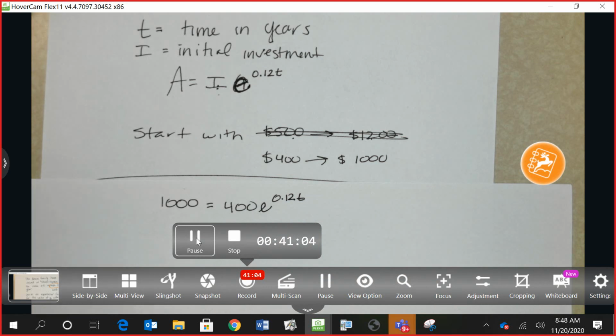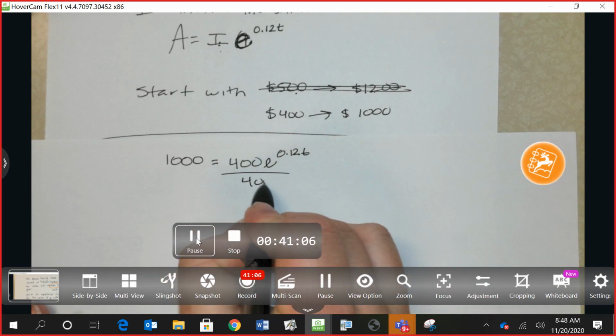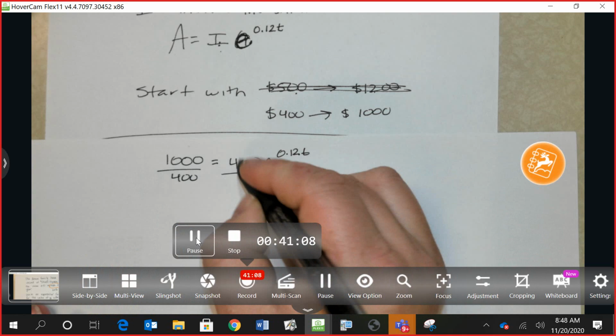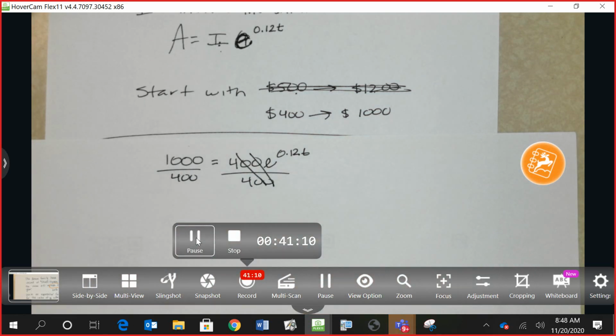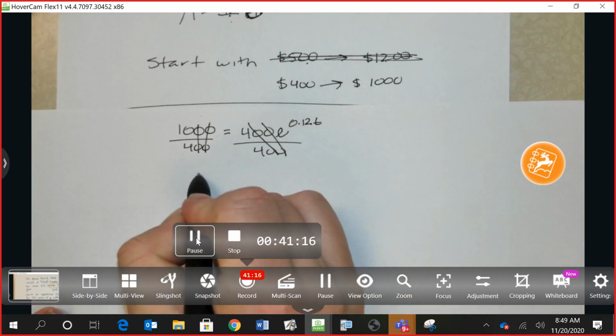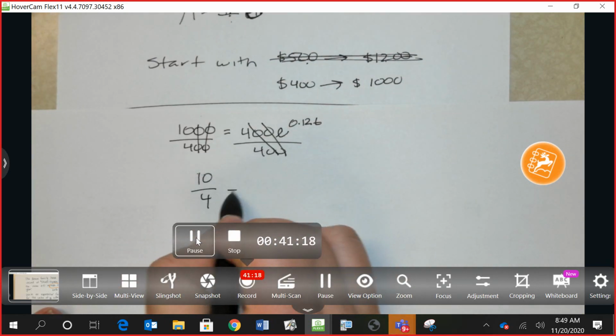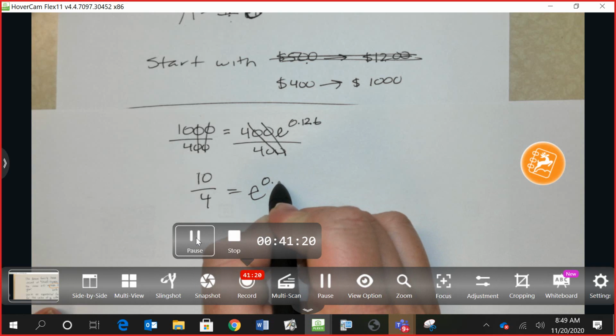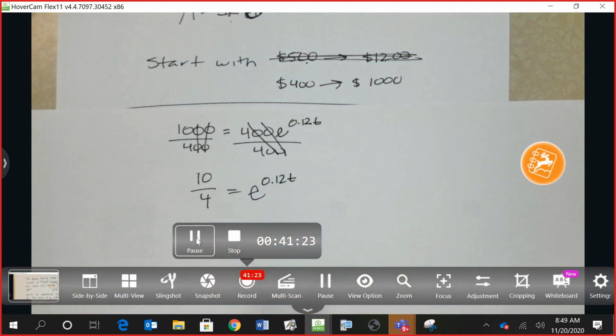So I'm going to start by dividing both sides by 400. It is not necessary for you to reduce on the left. If you do it, or if you don't do it, you'll get the same answer in the end. I'm just doing it to make it look a little bit nicer here. So I have 10 over 4 equals E raised to 0.12t.